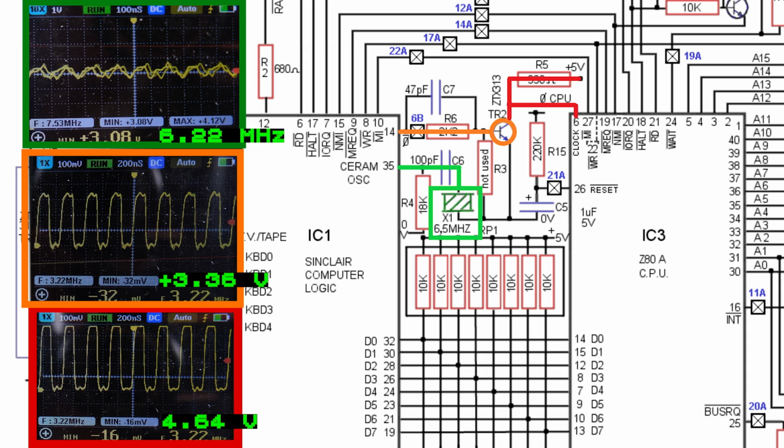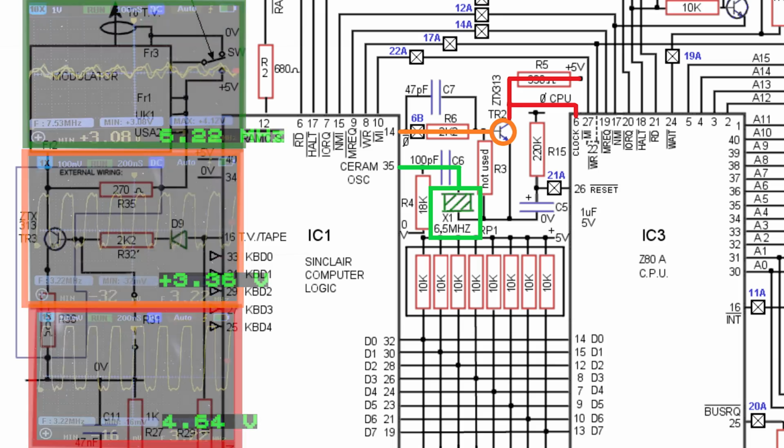It's 3.36 volts. I didn't have the scope set right. I didn't have 10 times on. But it's not a perfect square wave, so that goes to TR2, which produces the red signal bottom left there, which is much closer to a nice driven 5-volt square wave.